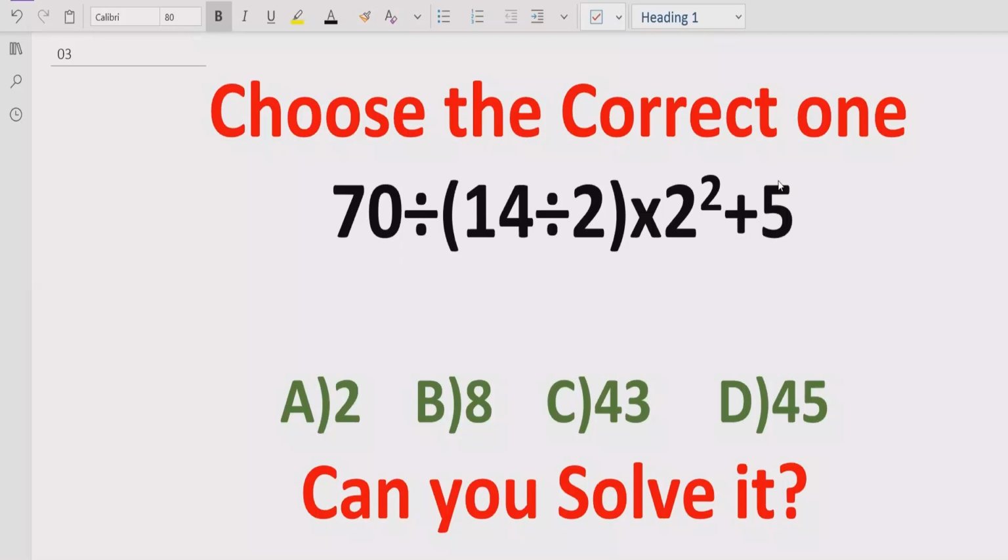Today we will solve another quiz which is related to arithmetic expression. The quiz contains the basic operations: plus, multiplication and division. So we have to solve this quiz using the PEMDAS and BODMAS method and find out the correct answer. In the answer list we have A is 2, B is 8, C is 43 and D is 45. So let's see after solving it which answer is correct.